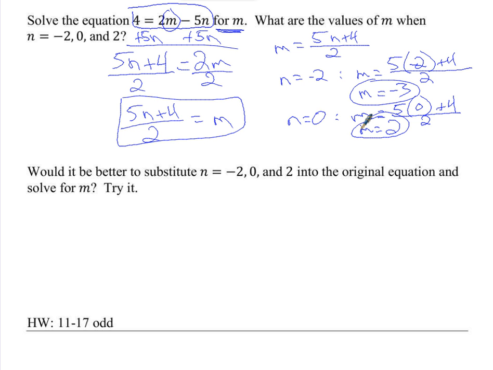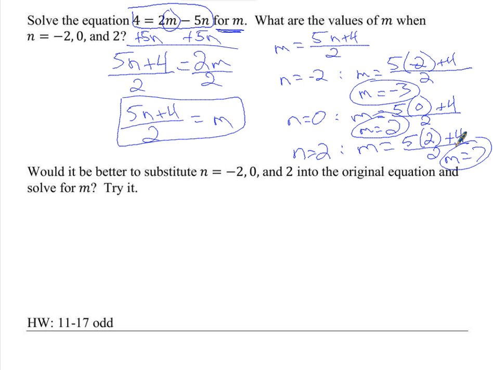And finally, they want n equals 2 as well. So I get m equals, what do I write? Good. So my answer, m equals 5 times 2 is 10, plus 4 is 14. 14 divided by 2 is 7. So m equals 7 is my answer for that case.